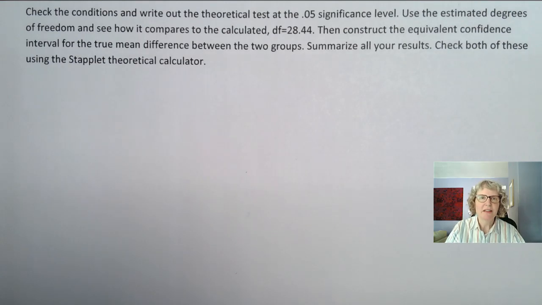Welcome back. So in this video, we're going to actually check the conditions and write out the theoretical test for our test of two independent means. And we'll do the confidence intervals as well.